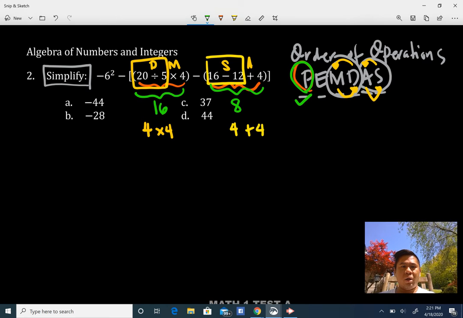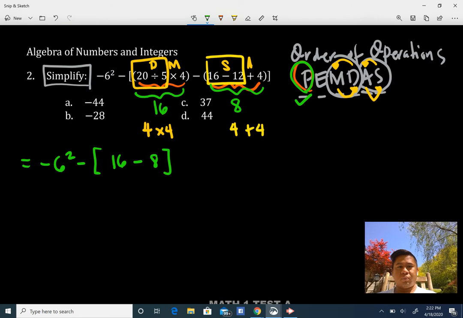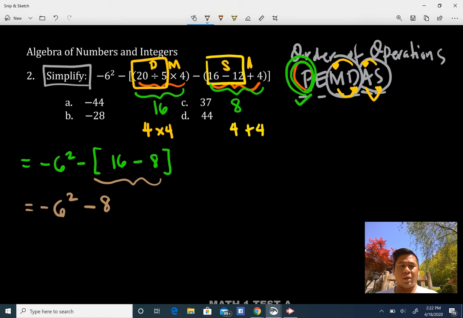I can check on that one. And I have the following in here now. Equivalent to negative 6 squared minus bracket 16 minus 8 bracket. After this, since 16 minus 8 is still inside the parenthesis, I'm going to do the 16 minus 8 in here, which will turn out to be 8. Hence, I will now have negative 6 squared minus 8 in this case.